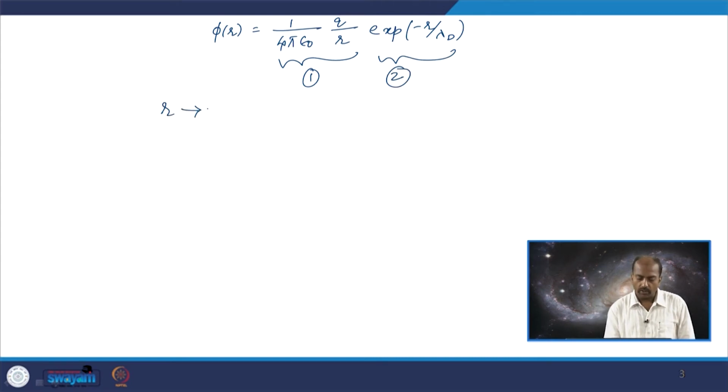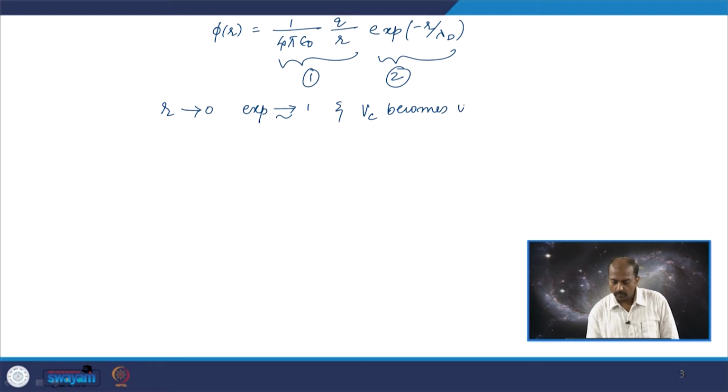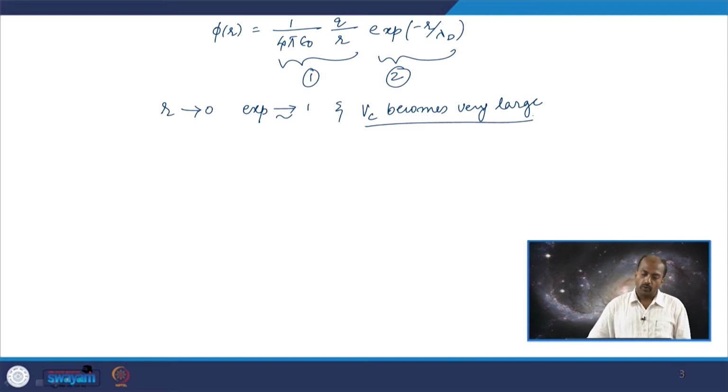When r tends to 0, which is the closest proximity of the test charge, what will happen? The exponential term becomes nearly equal to 1, and the Coulombic term becomes very large. So what do you infer? In the closest proximity of the test charge, the potential is clearly Coulombic in nature. As r tends to be very small, the potential tends to be very large, and the nature of the potential is just Coulombic.